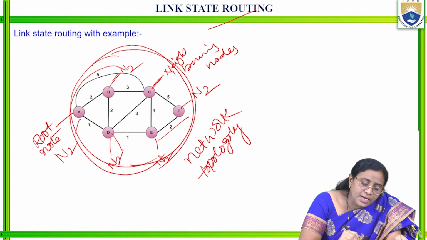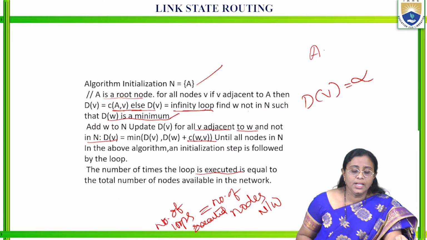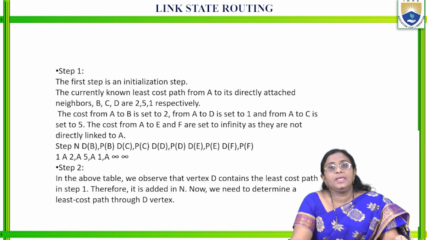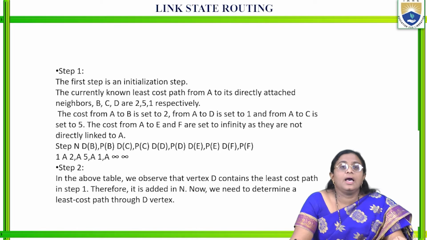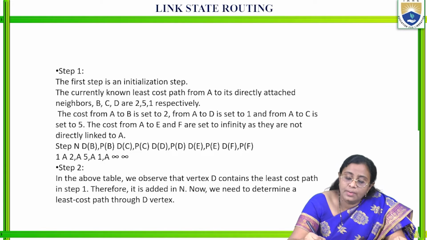From D, E will be extended. From E, C will be extended. From C, F will be extended. From F, E will be extended. So like that, the first step is an initialization step. The currently known least cost path from A will be taken with A as a root node.